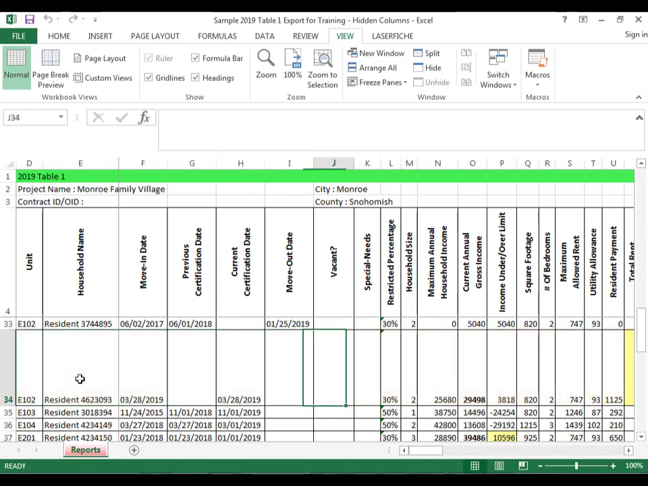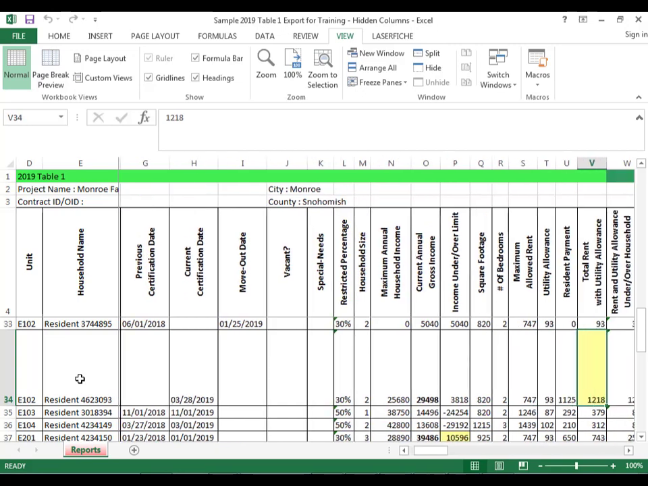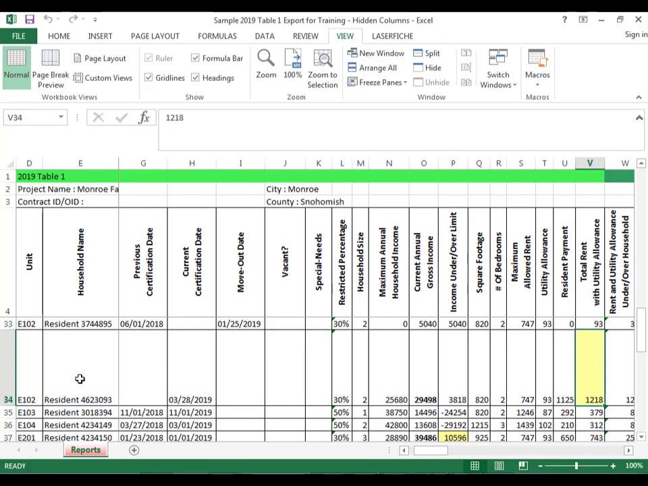With E102, as we scroll over to the right, we will notice that they have a highlight for income, which means their income is over the limit. Please notice that they are a 2019 move-in, so that is going to be an issue. Their rent with utility allowance is also over the limit. So the maximum allowed rent on this unit is $747.